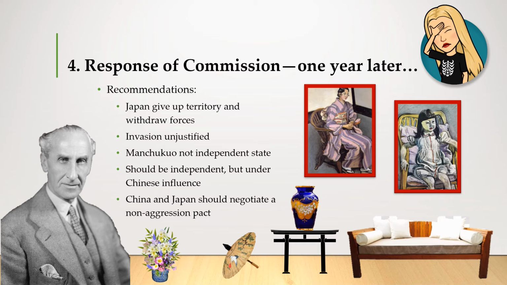The Commission stressed that the problem of Manchuria could only be solved by a general improvement of Chinese and Japanese relations. It recommended that, following Japan's withdrawal of troops back to the railway zone, the two countries should negotiate a non-aggression pact and a trade agreement. Such recommendations ignored the fact that Japan wanted Manchuria and was not prepared to compromise.